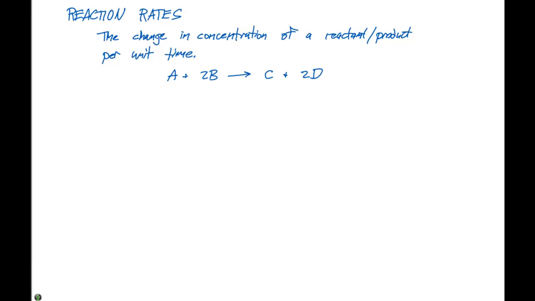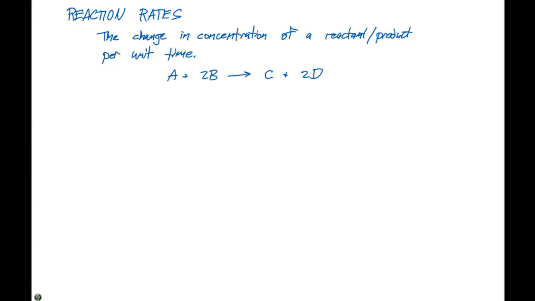So when we study reaction rates, we can say the change in concentration of a reactant or product per unit time. Okay? So when we talk about rates of a reaction, we're concerned about the concentration. And remember, concentration is moles per liter. So the reaction rates we're looking at is a change in moles. I've written a reaction here, A plus 2B giving us C plus 2D.